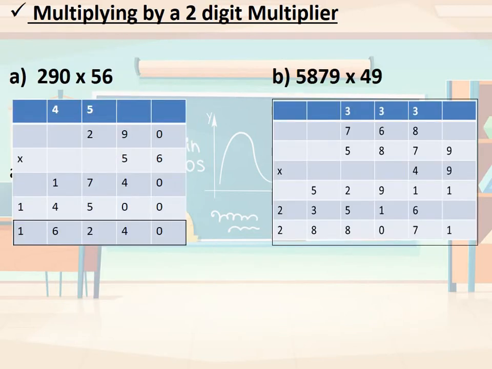Now the next topic we are saying, that is multiplying by a 2-digit multiplier.